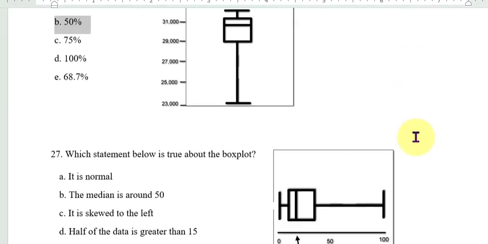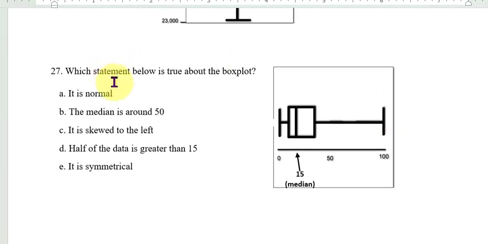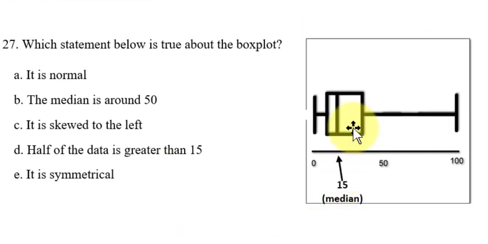Let's finish out these box plots. Next one. Which statement is true? Okay, again, it's not normal. If it was normal, it would be symmetrical. This is not symmetrical. The median is around 50. Nope. Median is around 15, according to this one. It's skewed to the left.